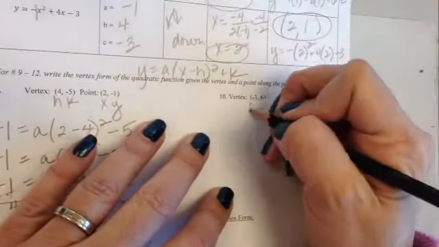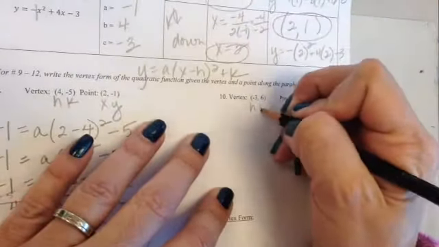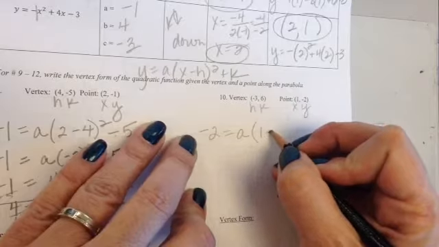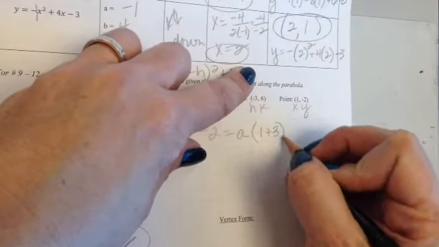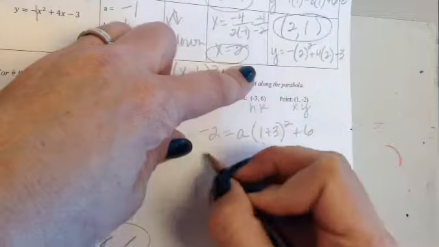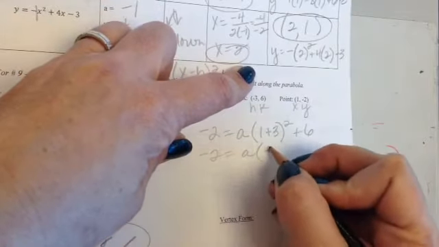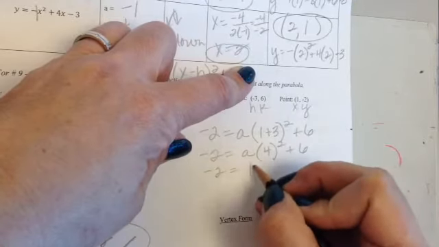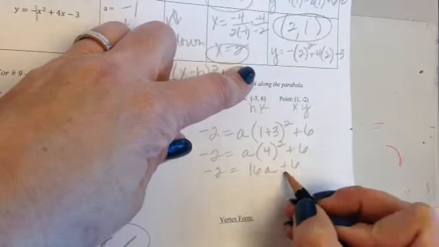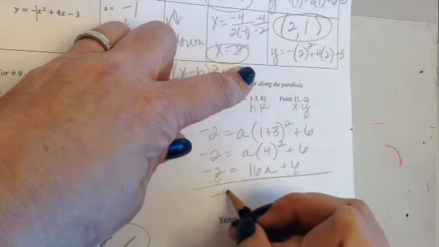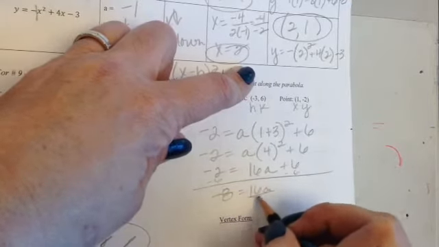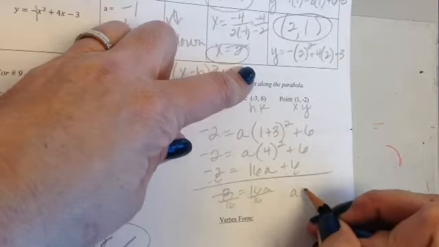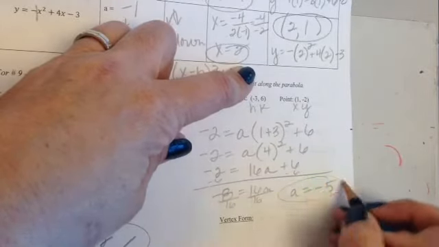Number 10, same idea. Problem 10, I have my h, k, and my x, y. Y equals, I need to solve for a, 1 minus -3, so it's going to be 1 plus 3 in parentheses, plus k, -2 equals a times 4 squared, plus 6. -2 equals 16a plus 6. I'm going to subtract 6 from both sides. Negative 8 equals 16a. Divide both sides by 16. A is going to be a negative 0.5 or a negative half.